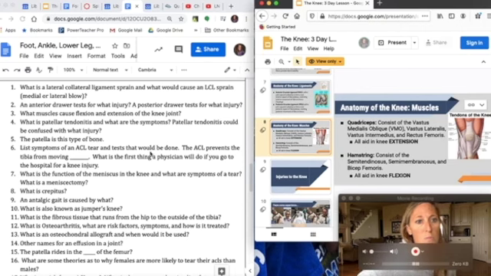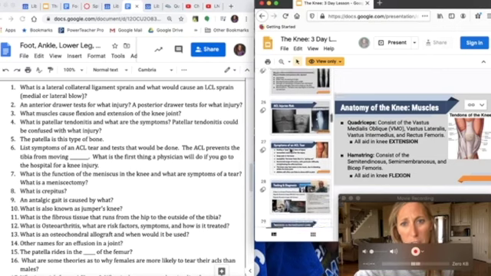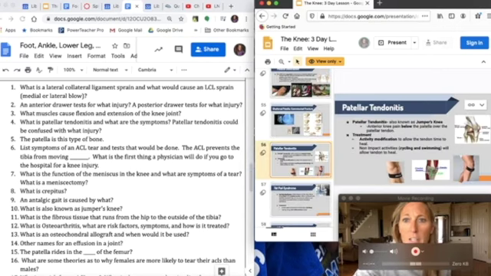Next question, question number 4. What is patellar tendonitis and what are the symptoms of patellar tendonitis? The next question is patellar tendonitis could be confused with what injury? So I'm going to go down in our notes where we talked about patellar tendonitis. Patellar tendonitis is also known as jumper's knee.